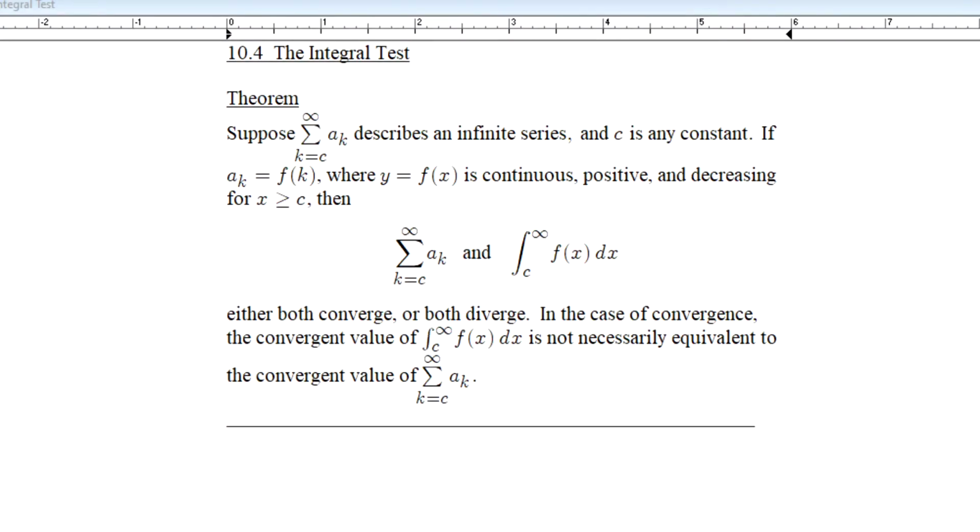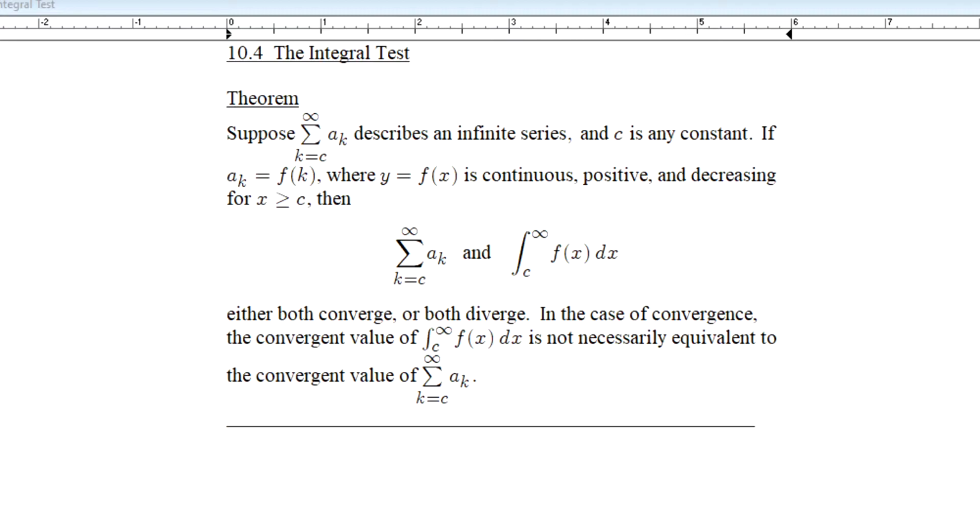Hey there, Calc 2 folks. I'm back here with the second portion of our study here of the tests for convergence and or divergence of infinite series. As I had noted in our last video, the next test we were going to take a look at that occurs in section 10.4 is what's known as the integral test.